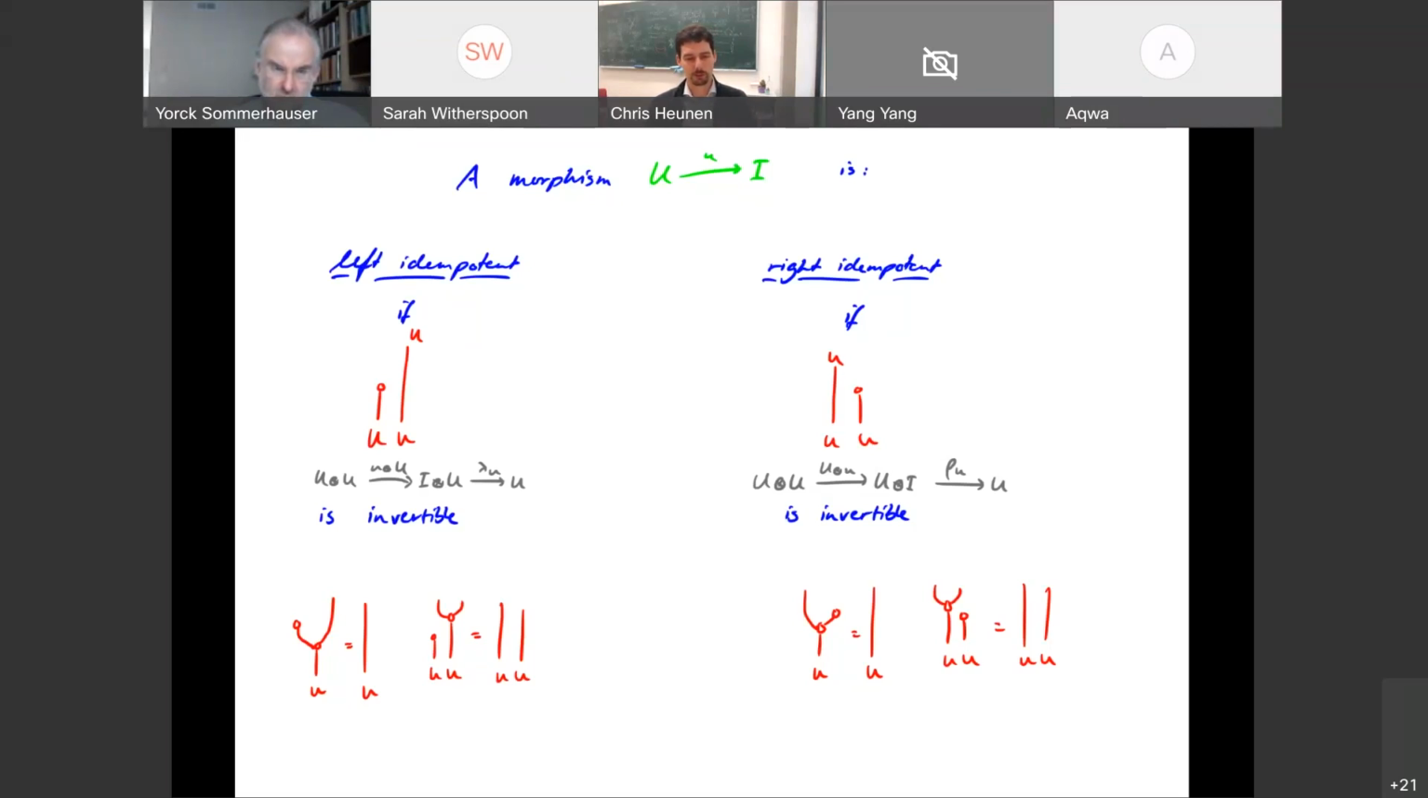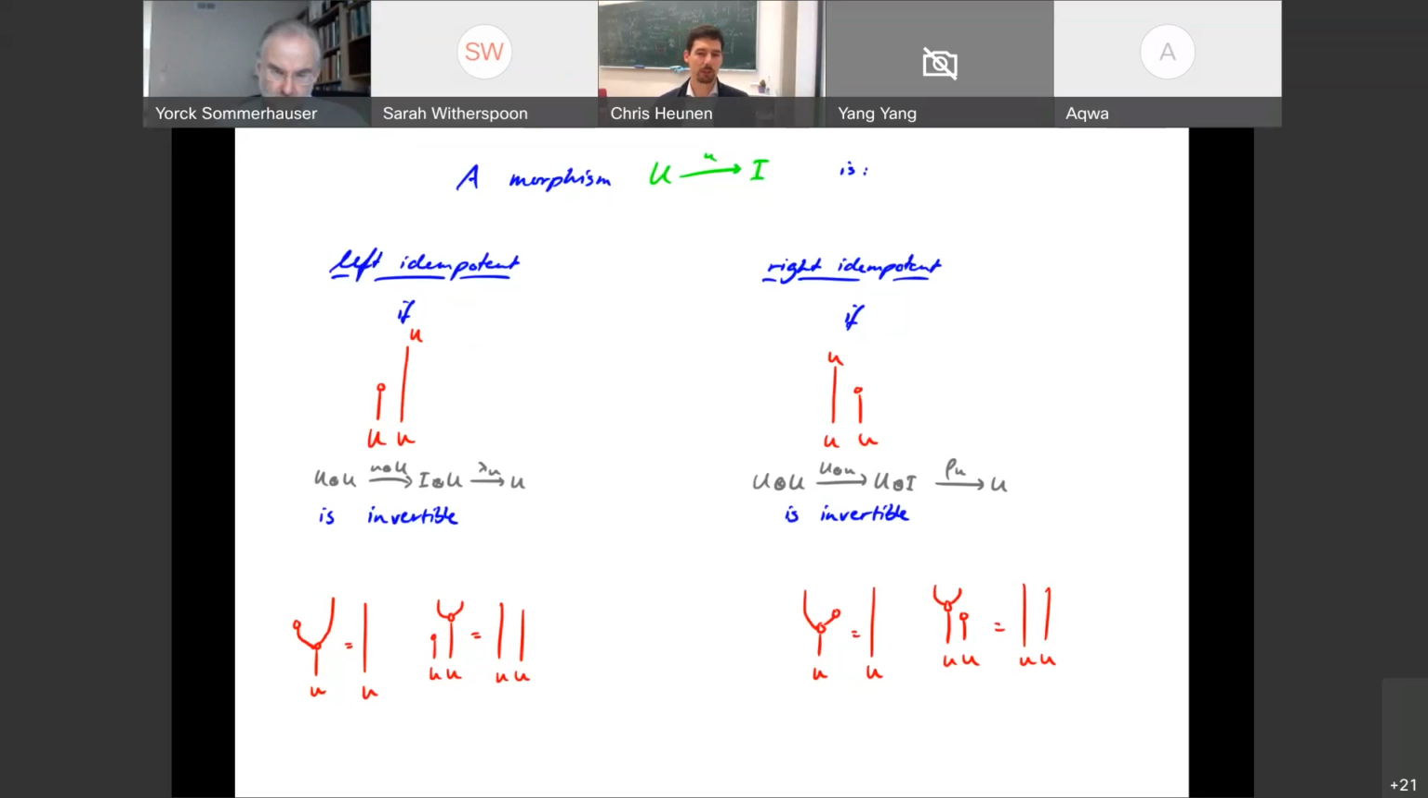And conversely, if I first do the map that forgets the left copy of u and does nothing on the right, and then I sort of copy the right copy again using the inverse, that should be the same as doing nothing on both copies of u. That's the pictures in the bottom left. So that's what it means for a morphism to be left idempotent.